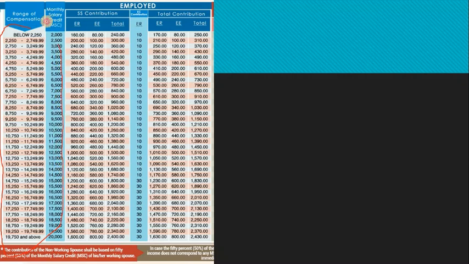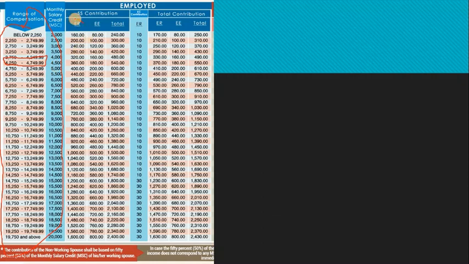the salary compensation range. Once you are there to check your contribution, you should see the range where your monthly salary belongs. Example, my monthly salary is 4,500, so that is in the range of 4,250 to 4,749 here. Okay, so this is the range of compensation. Example, my salary is 4,500.